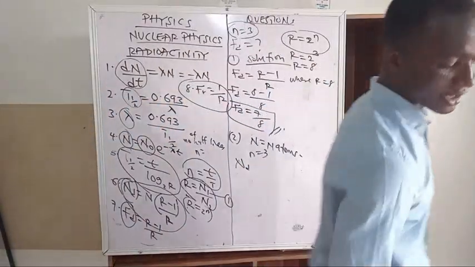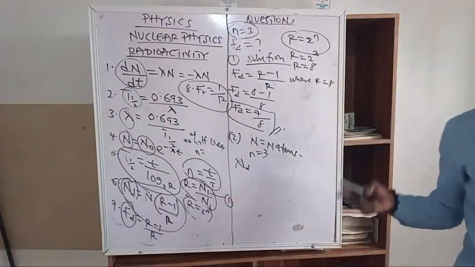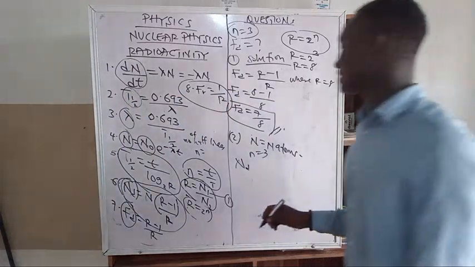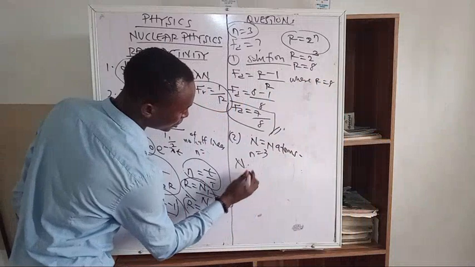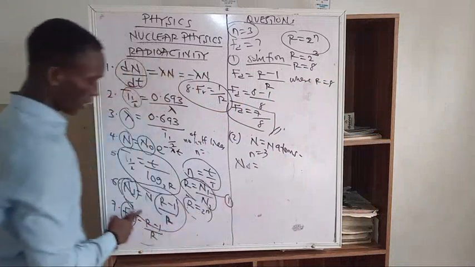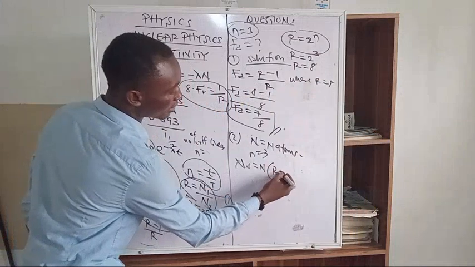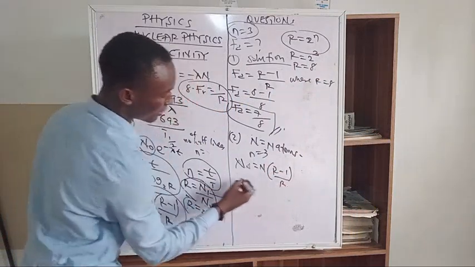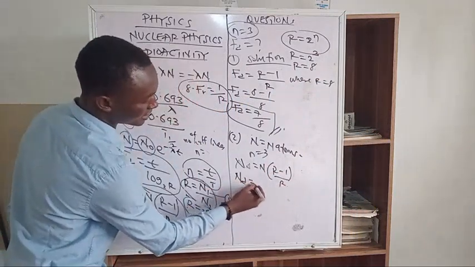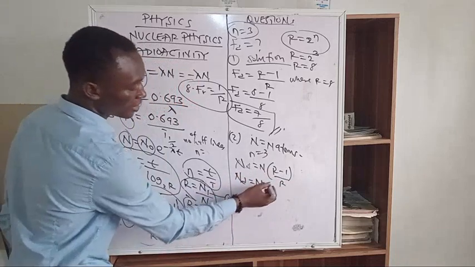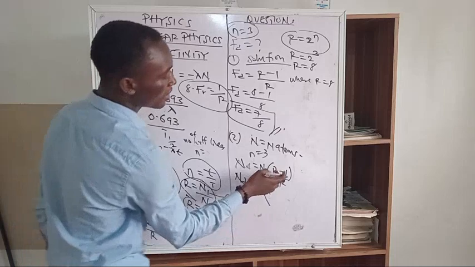They said a radioactive sample initially contains N atoms. After 3 half-lives, the number of atoms that have disintegrated is dash. So you are looking for Nd. Nd is equal to N(r - 1)/r. The value of N is going to be N, it was not given any particular value. So you have N times, what is the value of r?